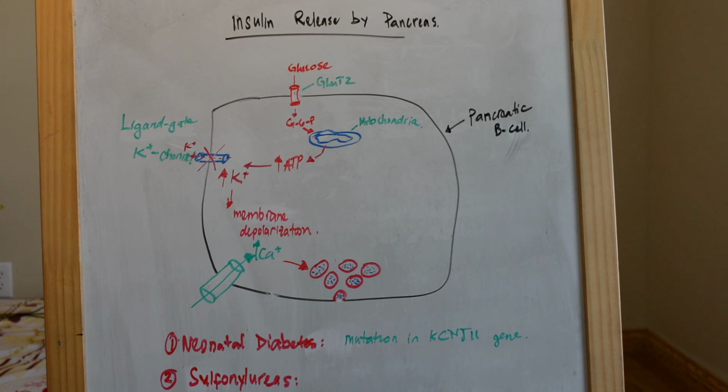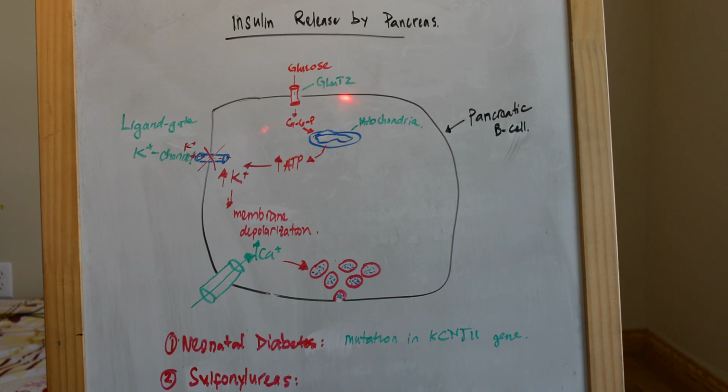Okay, the regulation of insulin release. Insulin is released from the pancreas, more specifically, the beta cells of the pancreas. So this diagram represents the beta cells of the pancreas, and there are three transporters that are important that we should know of.